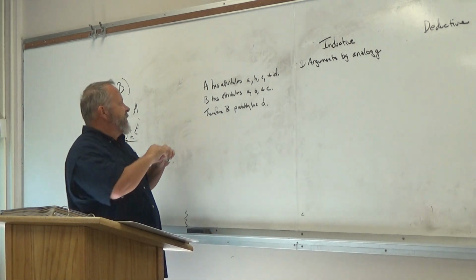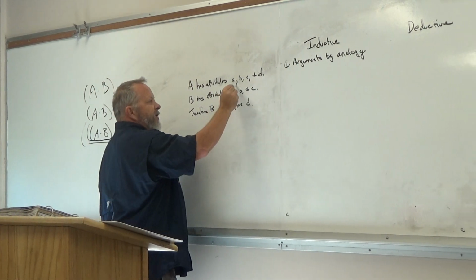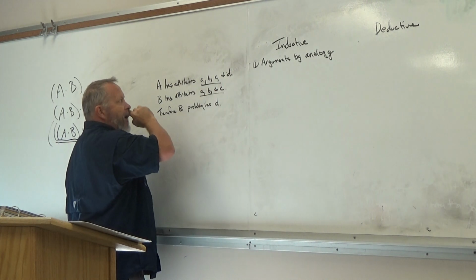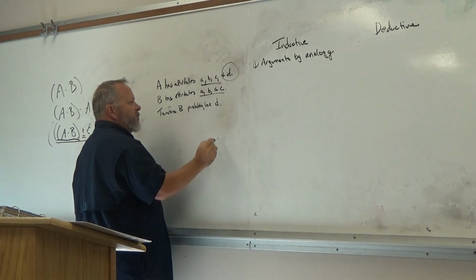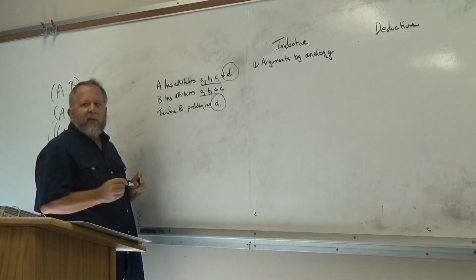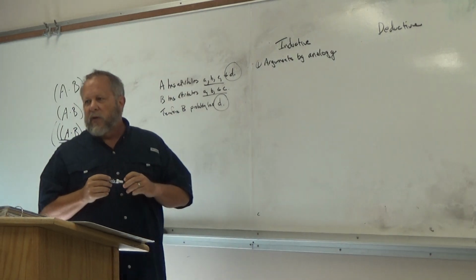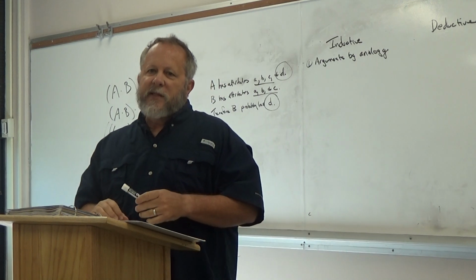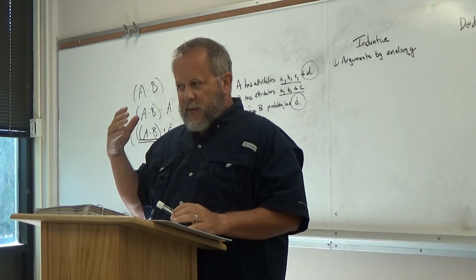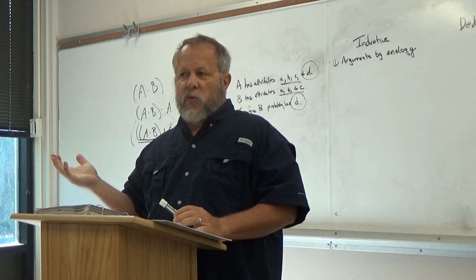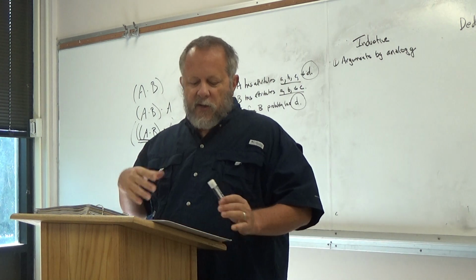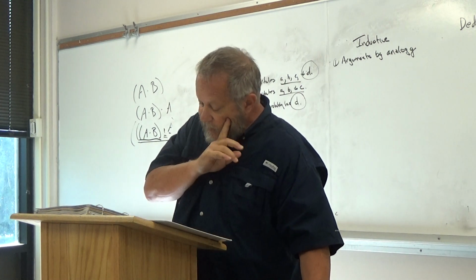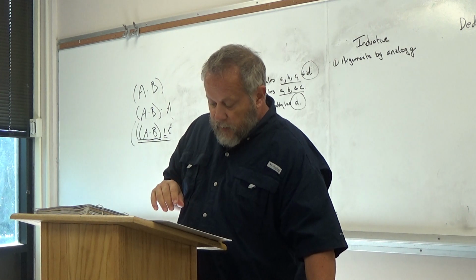What you're saying is A and B are similar in all of these ways. A has this attribute, I think B must have it too, because they're similar in all those other ways. Well, just because they're similar in all those other ways doesn't necessarily mean that they'll be similar in this additional way. Does everybody understand that? So that's why analogies are inductive arguments.